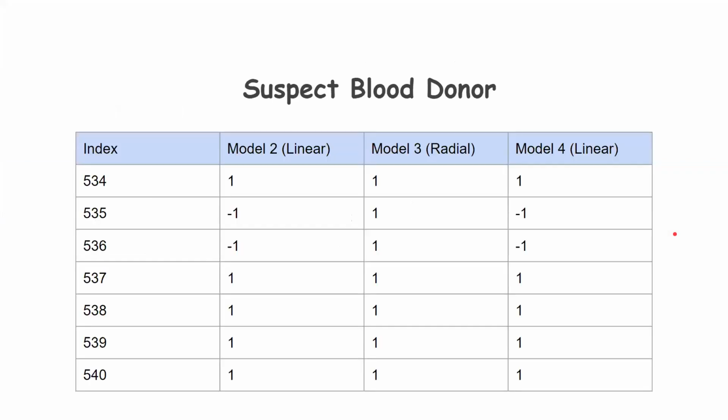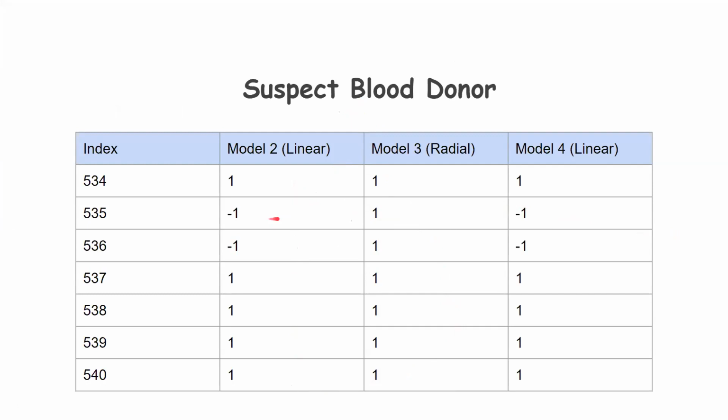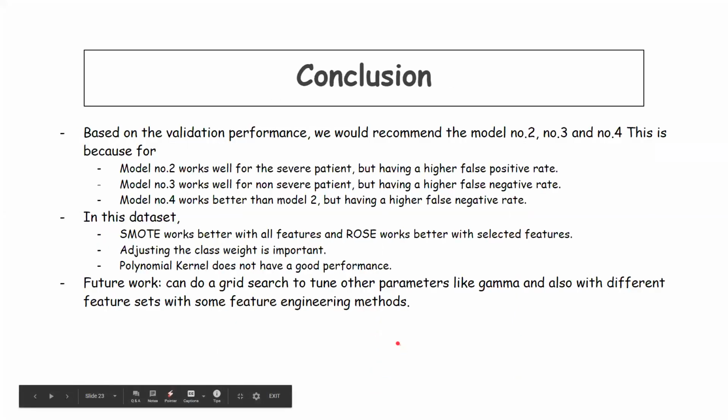So this one would be the suspect blood donor, because we don't have any labels, right? So we would like to see what will happen if we use our model to predict, what kind of results we will get. So we can see most of them are actually positive. And in the linear cases, somehow both of them give the same result. But for the radial one, it's actually all positive. So in conclusion, I will let Alia present.